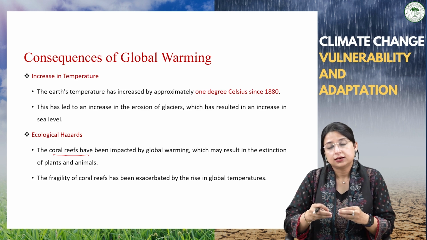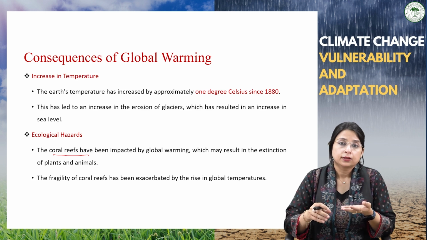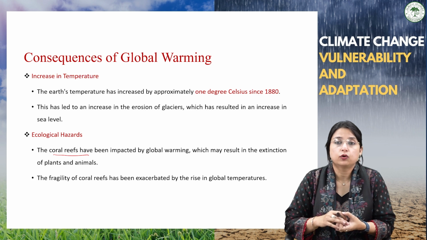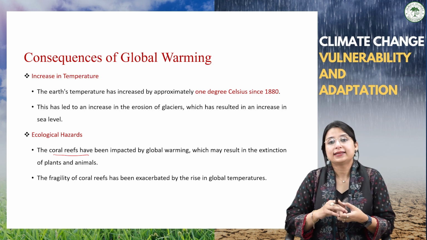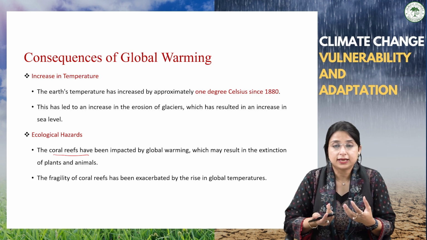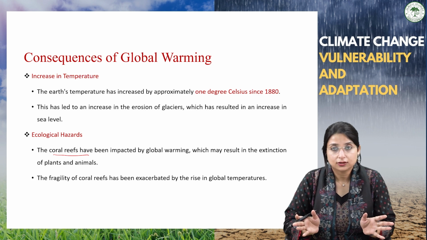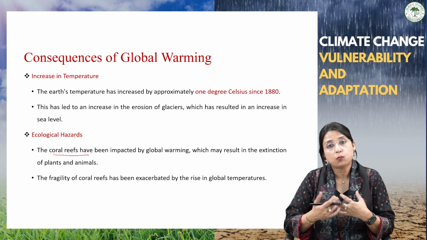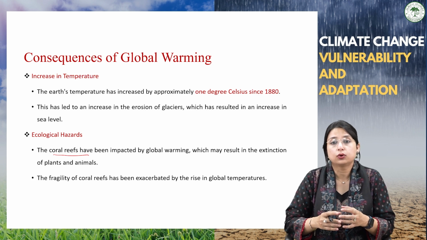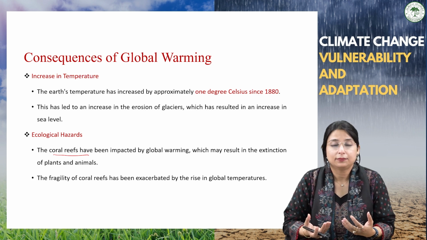These zooxanthellae provide food to the coral polyps, and the coral polyps provide the grooves, or the living space, for the zooxanthellae. When the temperature rises, or acidification of seawater takes place, these coral polyps expel the algae known as zooxanthellae, and they become white, which is known as coral bleaching. Through this coral bleaching, they become more susceptible and vulnerable to climatic changes.